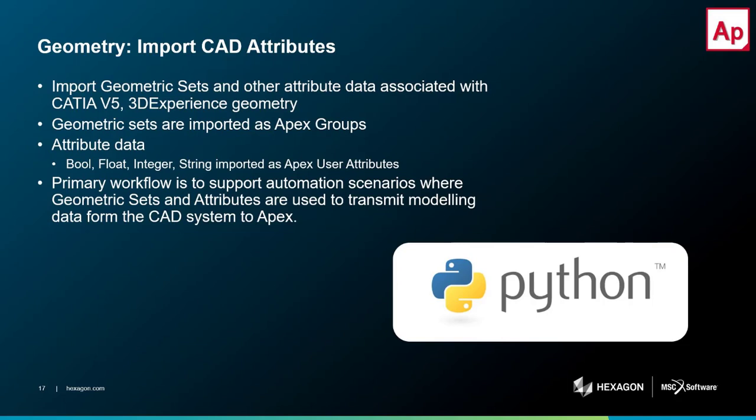Also available inside of the latest release is the ability to import CAD attributes associated with CATIA V5 and 3D Experience geometry. These geometric sets can be imported as Apex groups and can include attribute data such as bool, float, integer, and strings. This basically applies to users that import their geometry using automation scripts, where previously their geometric sets had this technology in it, and users want to import this automatically into their Apex model.